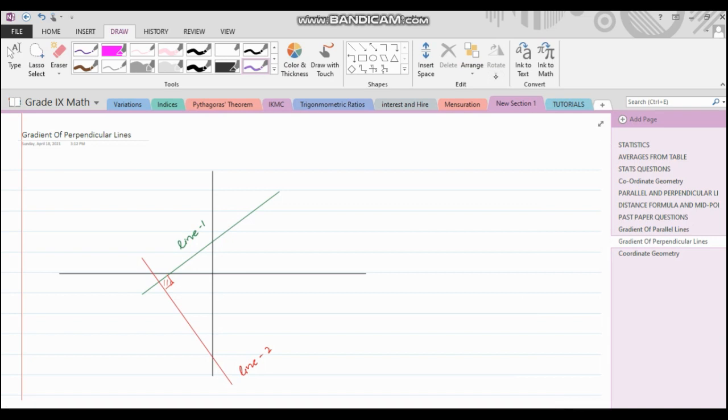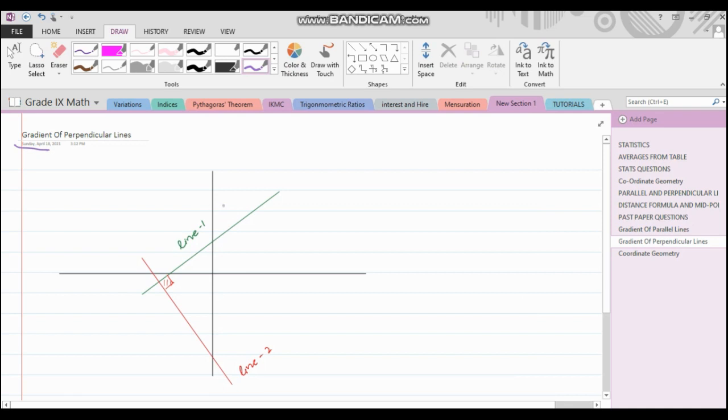I have two lines in front of me which meet at an angle of 90 degrees. Basically, lines which meet at 90 degrees are referred to as perpendicular lines. So, what can we say about the gradient of perpendicular lines?